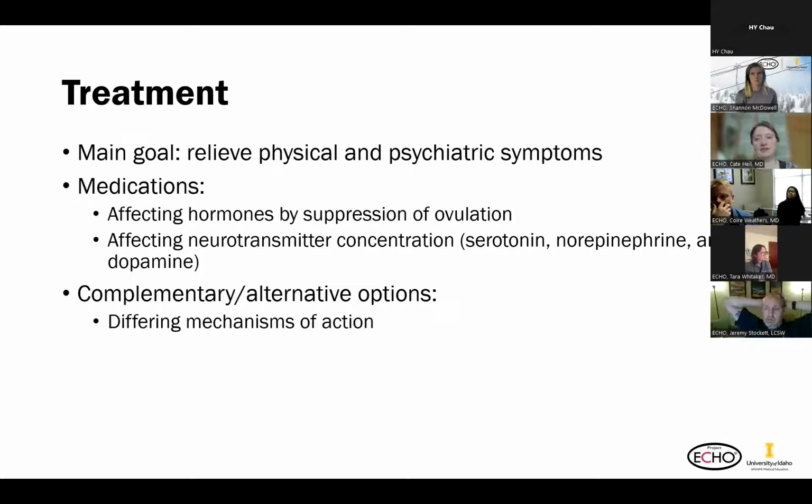The way we can choose between the two is focusing on the symptoms that are most bothersome to the patient: are they more psychiatric or more somatic type symptoms? And then going from there, and of course thinking about contraindications to either. And then there are, of course, some complementary and alternative options, which I'll go over towards the end, and they all have different mechanisms of action.